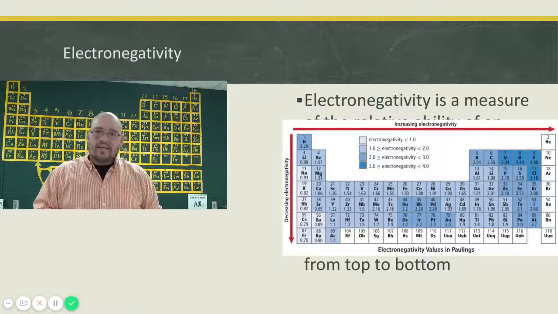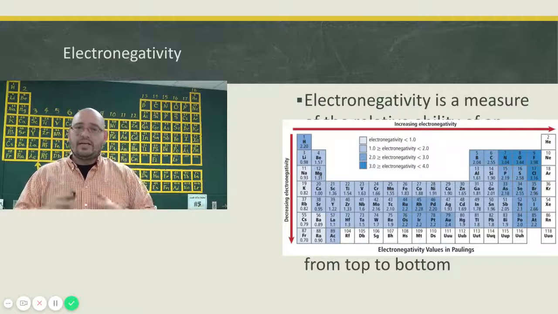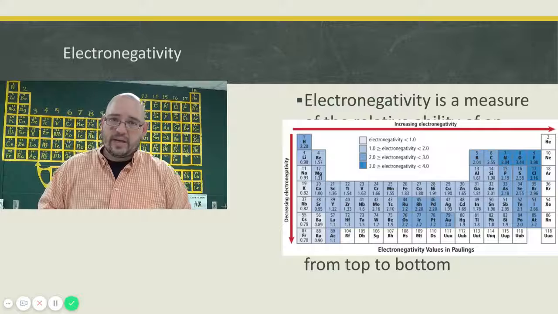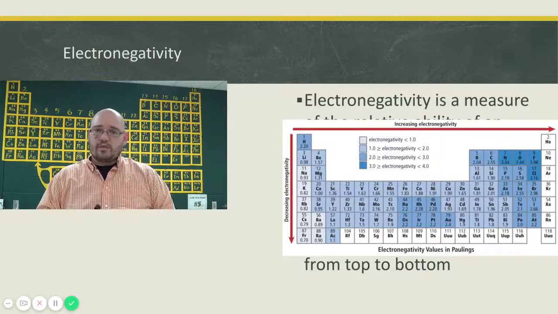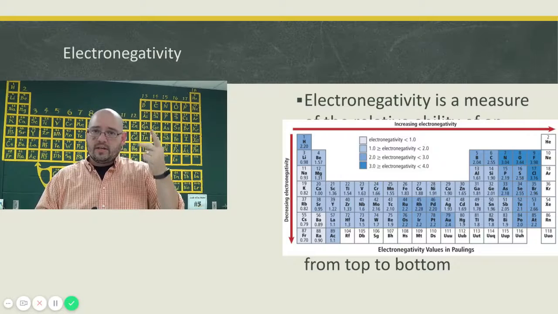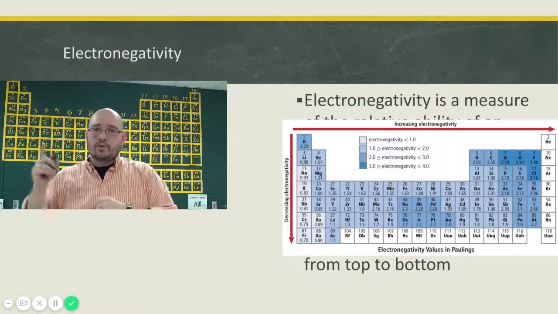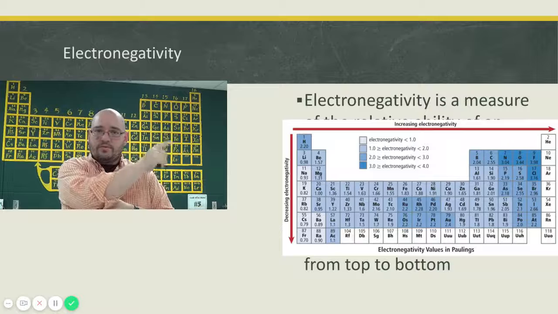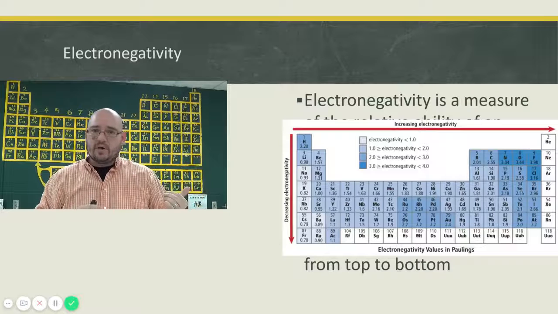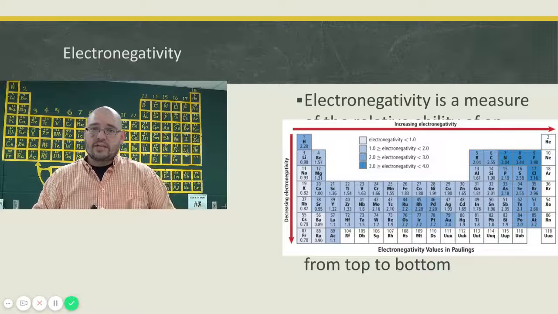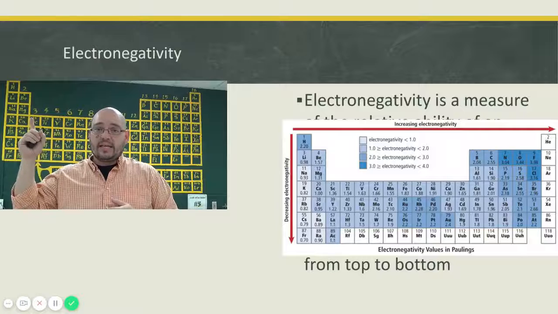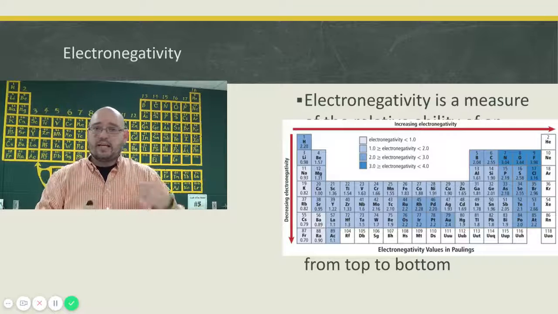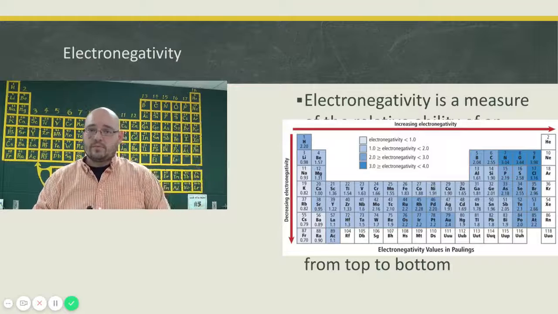All right. So that is the end of our discussion of our trends that we have for today. So the 4 trends you need to remember, again, are atomic radius, ionic radius. Both of those are going to decrease from left to right and increase from top to bottom. And then you have ionization energy and electronegativity. And those are going to do the exact opposite. They're going to increase from left to right, and they're going to decrease from top to bottom.